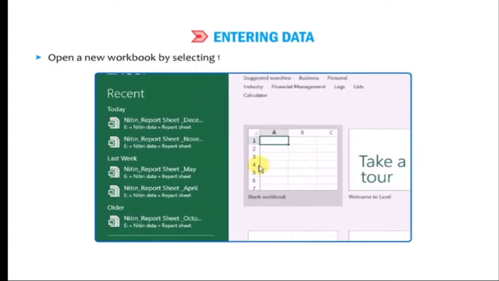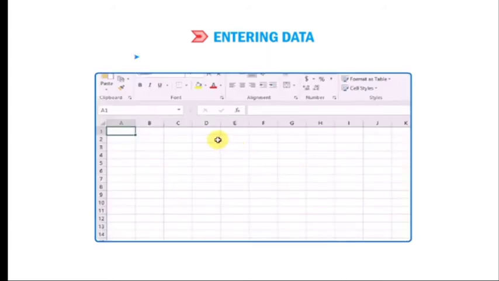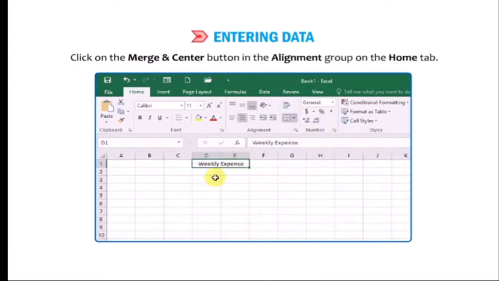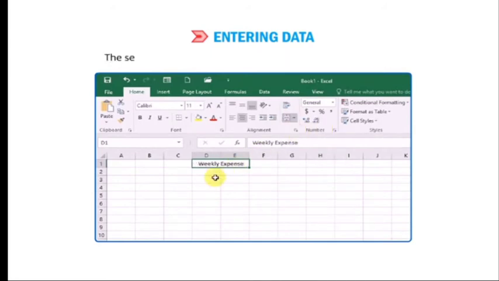Let us learn how to enter data. Follow the given steps to enter data in a worksheet as shown in the figure. Open a new workbook by selecting the blank workbook thumbnail from the Start screen. Click on the cell D1 and type Weekly Expense. Now select the cell range where you entered the text. Click on the Merge and Center button in the Alignment group on the Home tab. The selected cells will be merged and the text will be centered.